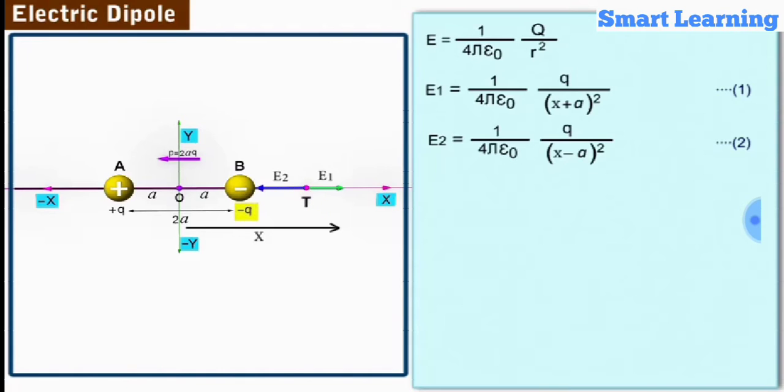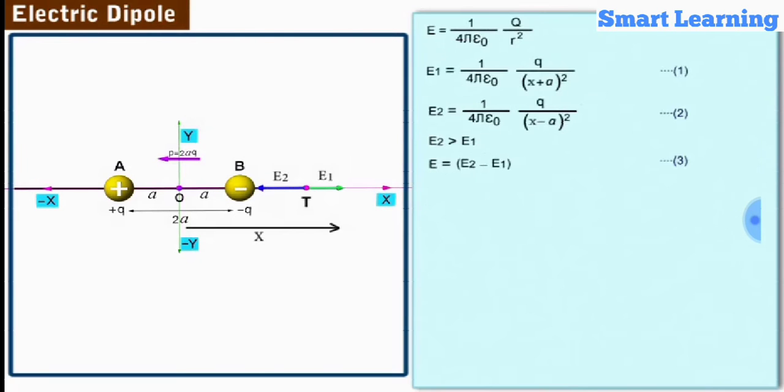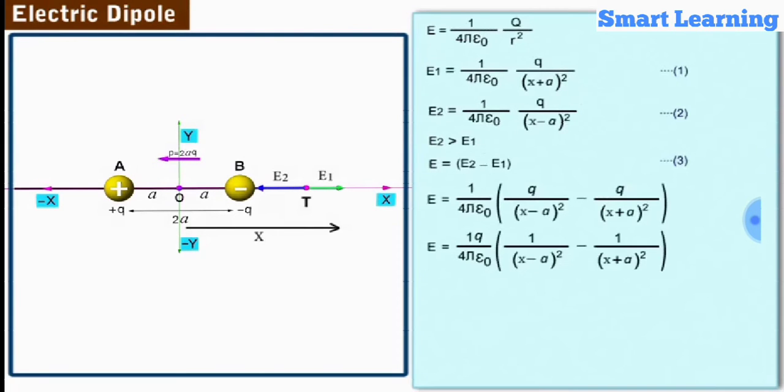Point T is nearer to the charge -q than the charge +q. As the distance of the point T from -q is lesser than that from +q, the magnitude of the electric field strength E2 is greater than E1. Hence, the magnitude of the resultant electric field strength E at the point T is equal to E2 minus E1. Let us label this as equation 3. The direction of the resultant field strength at the point is in the direction of E2.